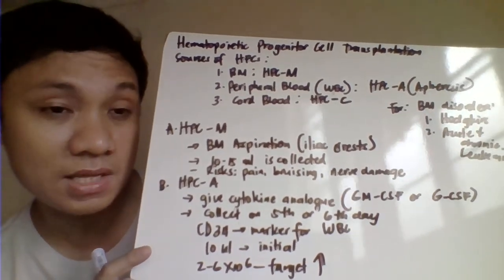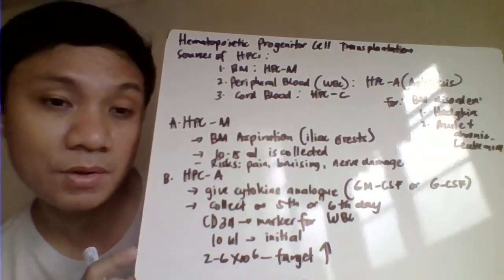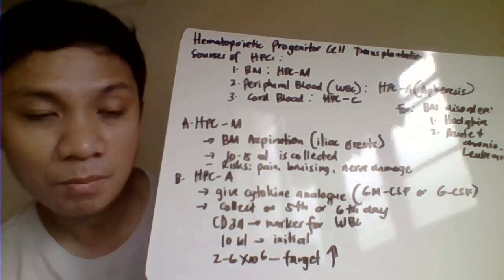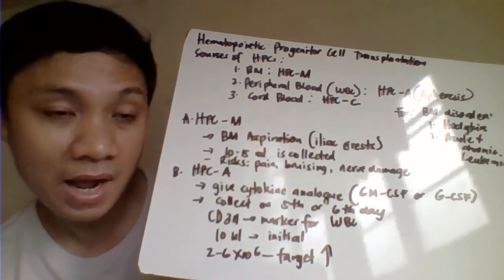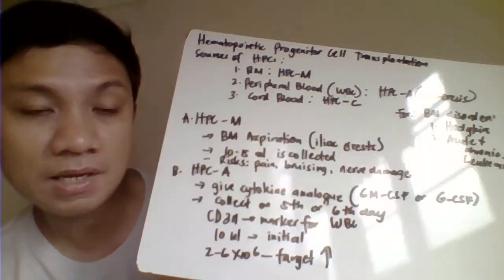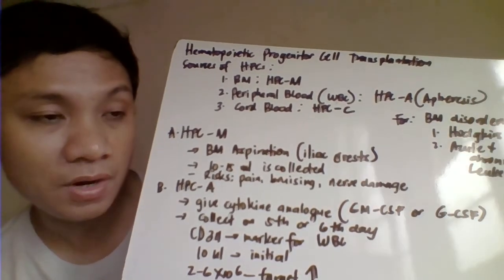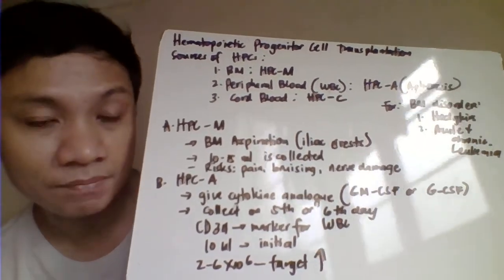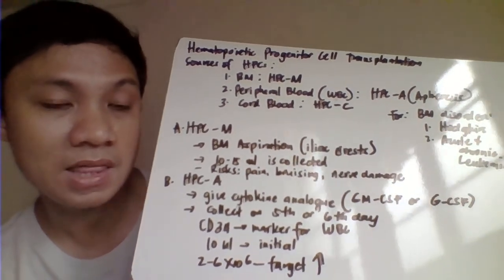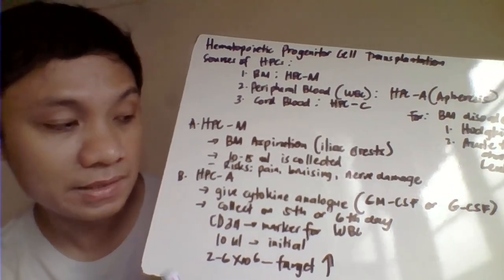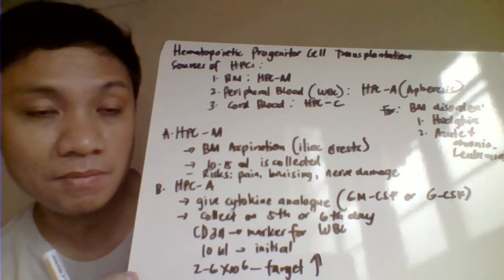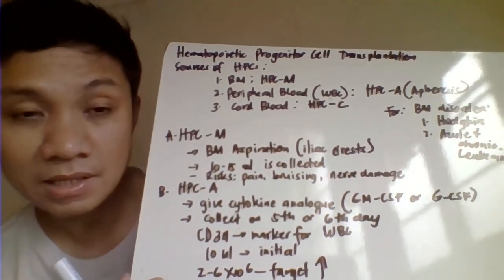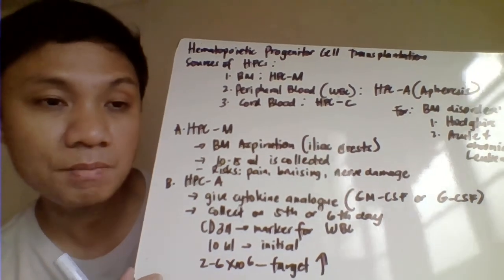So for that, you just need to first increase the WBC count of the patient by giving him hematopoietic cytokines in the form of granulocyte monocyte colony stimulating factor or granulocyte colony stimulating factor, that will increase the WBC count of the patient. Then after 5 to 6 days of administration of that, that's the only time you're going to collect your peripheral blood. You are expecting that one to have already an increase in WBC count.